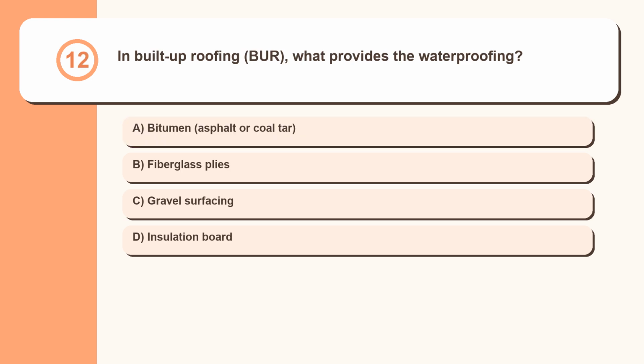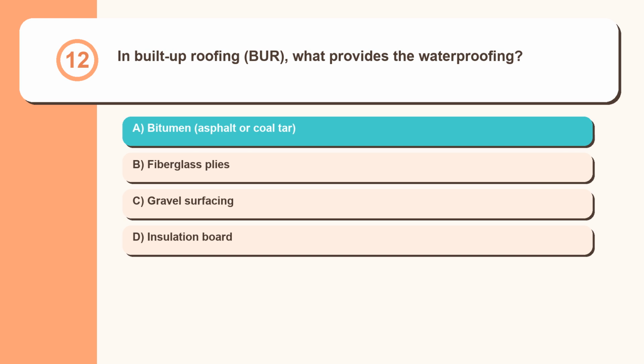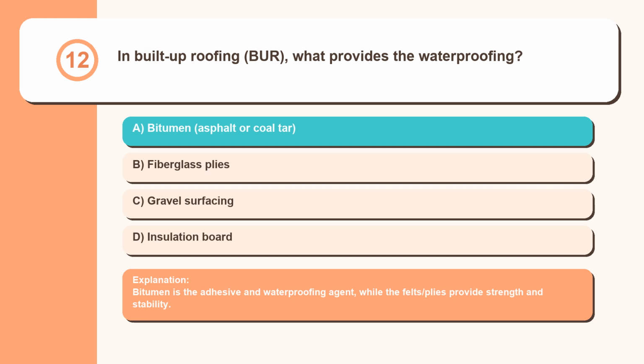Question 12. In built-up roofing, what provides the waterproofing? Bitumen, asphalt or coal tar, fiberglass plies, gravel surfacing, insulation board. Bitumen is the adhesive and waterproofing agent, while the felt plies provide strength and stability.